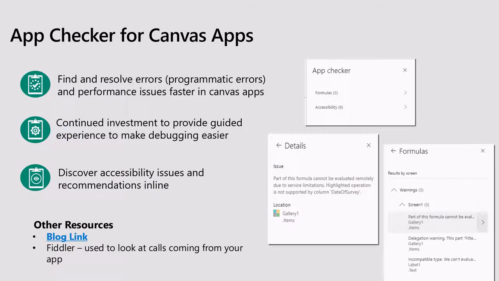First thing we'll talk about is the app checker for Canvas apps. The app checker for Canvas apps is used to enable and bring out the best practices for makers that are starting out with Canvas apps. So it calls out specific challenges that might get overlooked.